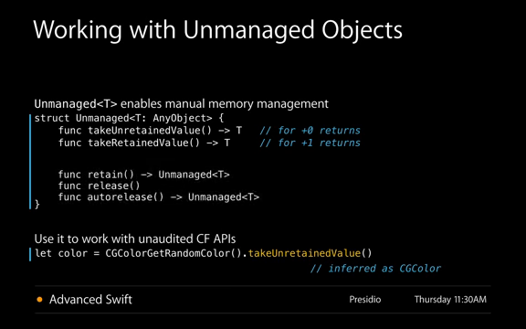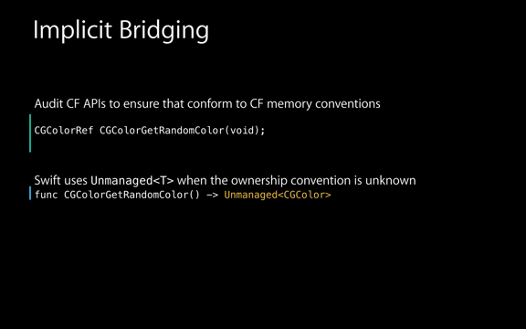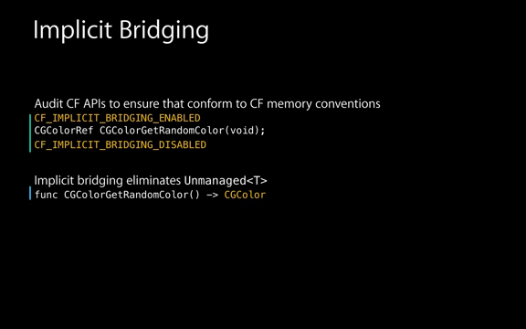Now, if you own getRandomColor, you can audit your APIs to make sure they follow the Core Foundation naming conventions for memory management. And when they do, you can use these annotations here in Core Foundation, CF_IMPLICIT_BRIDGING_ENABLED and DISABLED. Put this over a whole header once you've audited all the methods in that header. And when you do that, well, now your function, when used from Swift, gets you right back into the managed world directly. So you have the great automatic memory management that Swift can provide for CF.